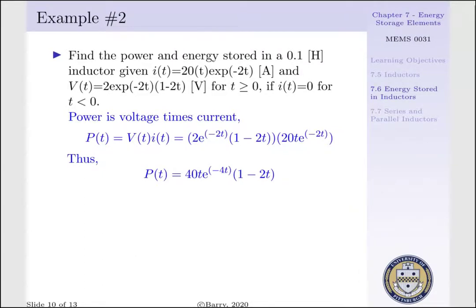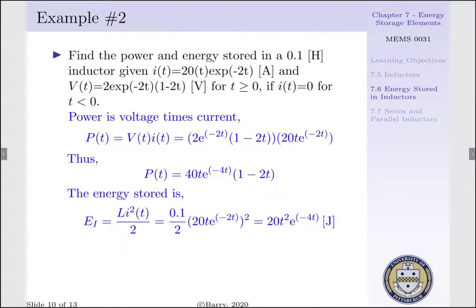And the energy stored within our inductor, E sub I, is equal to our inductance per 2 times our current squared. Our inductance is 1/10 of a Henry, divided by 2, and our current is 20t e to the minus 2t, squared. Thus, the energy stored within our inductor is simply 20t squared e to the minus 4t joules.